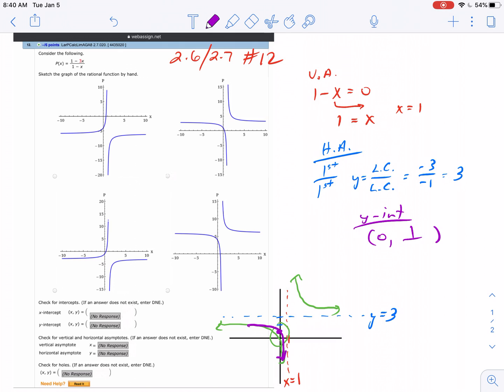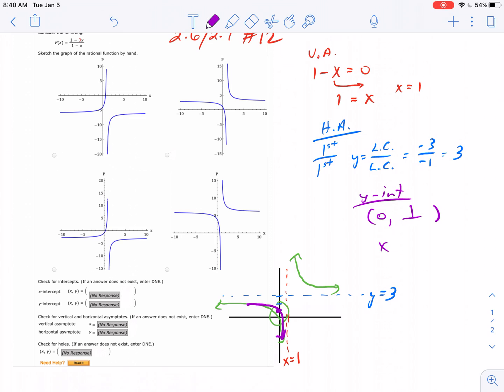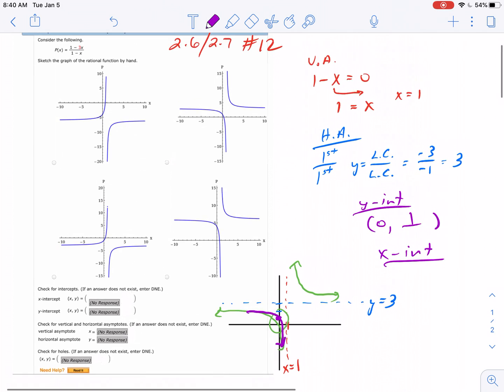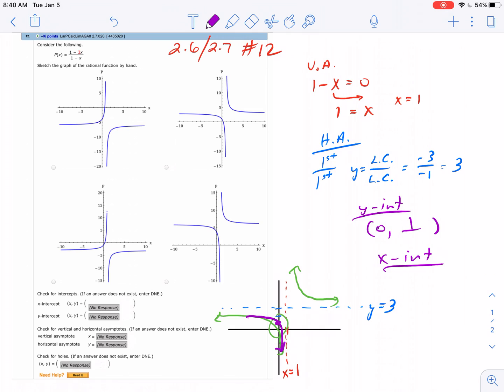And then to find x-intercepts, it's what makes the top 0 without making the bottom 0. So I take my 1 minus 3x, I set it equal to 0. Again, I would move the 3x to that side because it's negative. When you add it to the other side, it's positive. And then divide by 3. So I'm getting an x equals 1/3. And so that particular one would be right here, 1/3 to the right, comma 0. That would be your x-intercept.